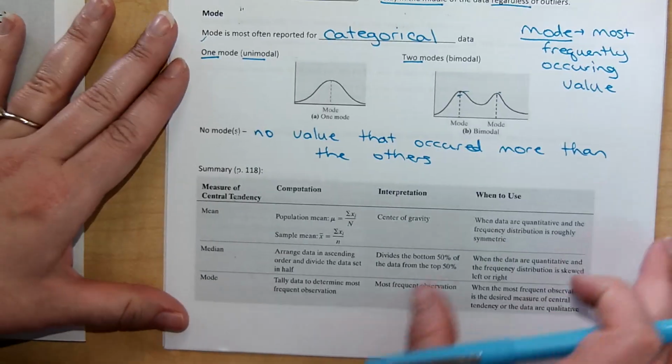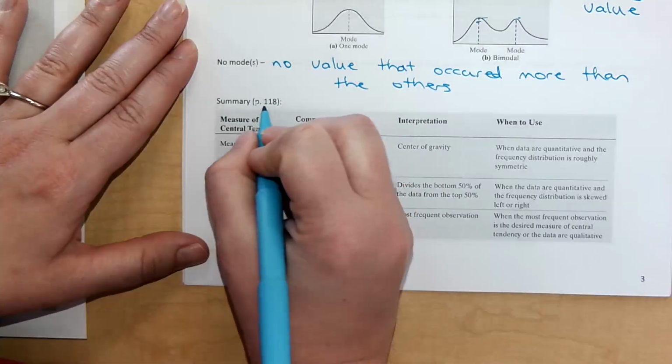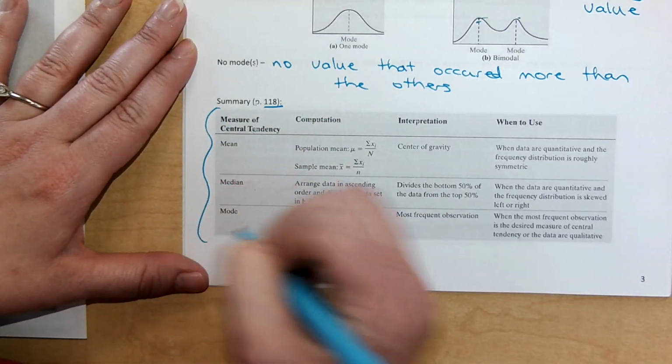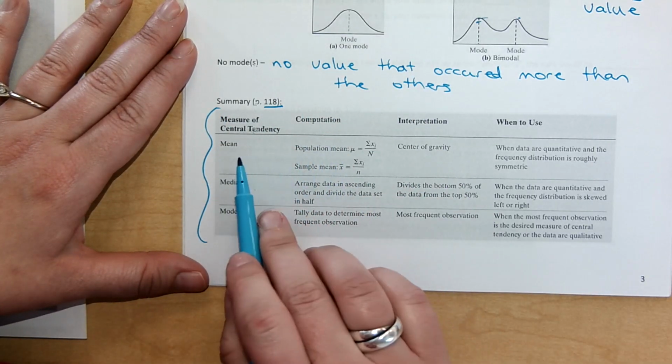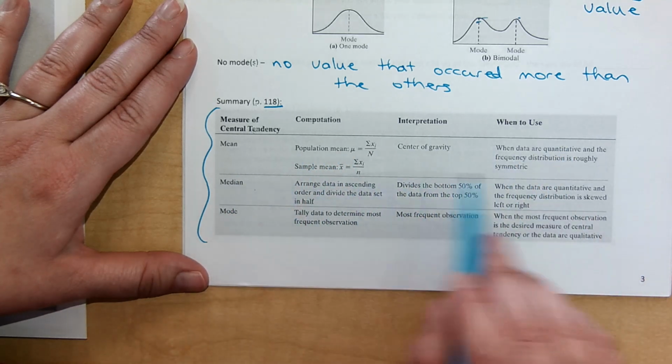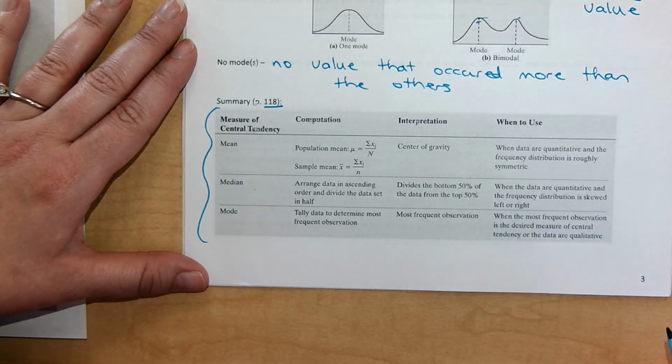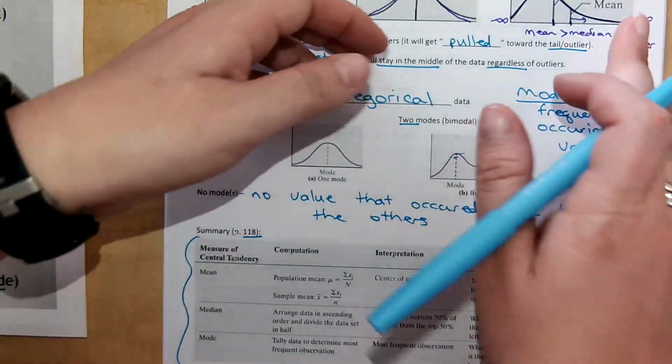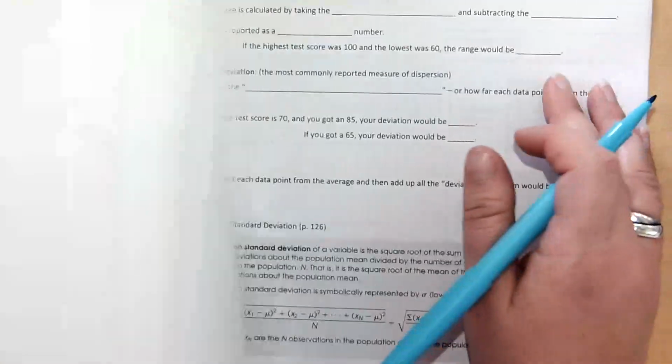So there's a nice summary in your textbook on page 118. I kind of just copied it right out of your book. It summarizes the mean, how to calculate it, how to interpret it, and when to use it, the median, and the mode. Just a nice summary of 3.1. All right, let's move on to 3.2.